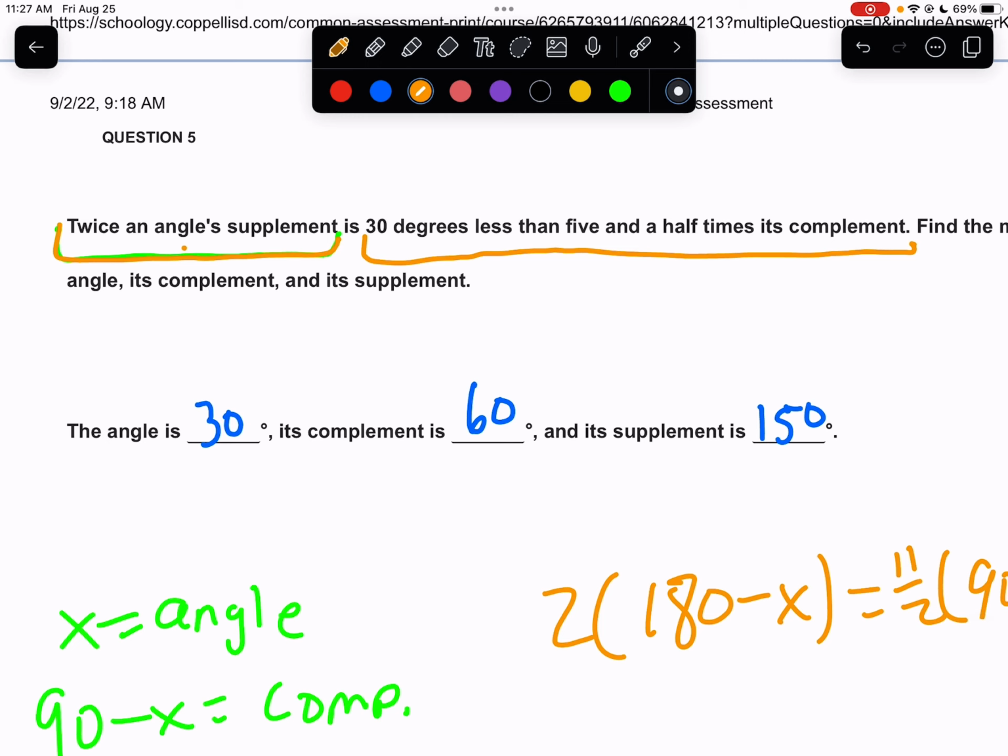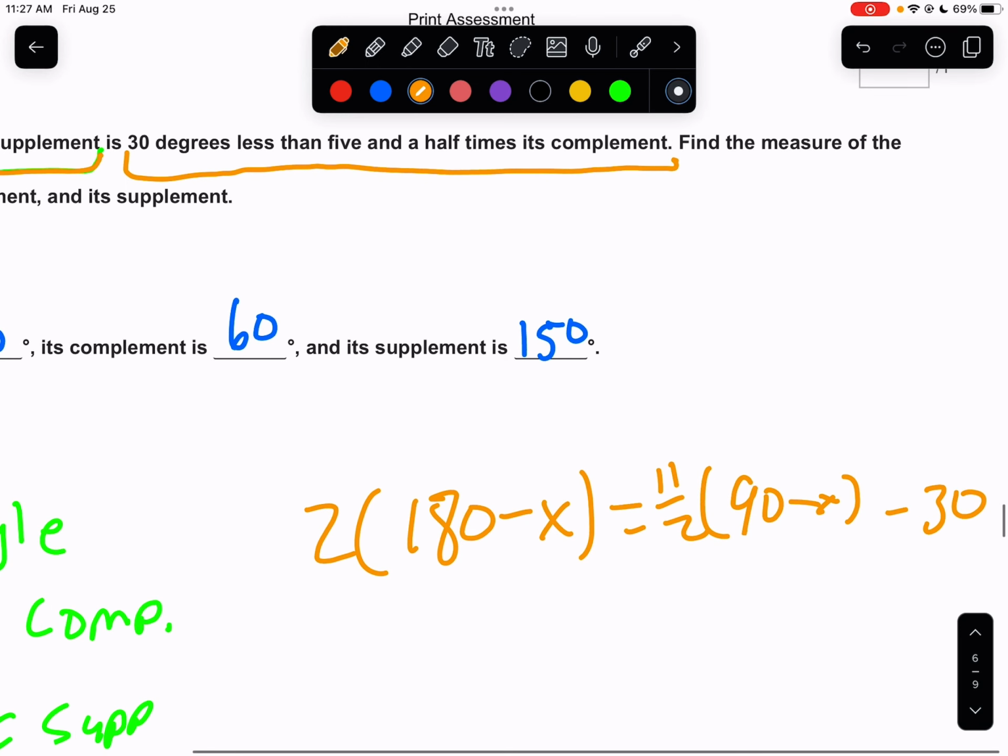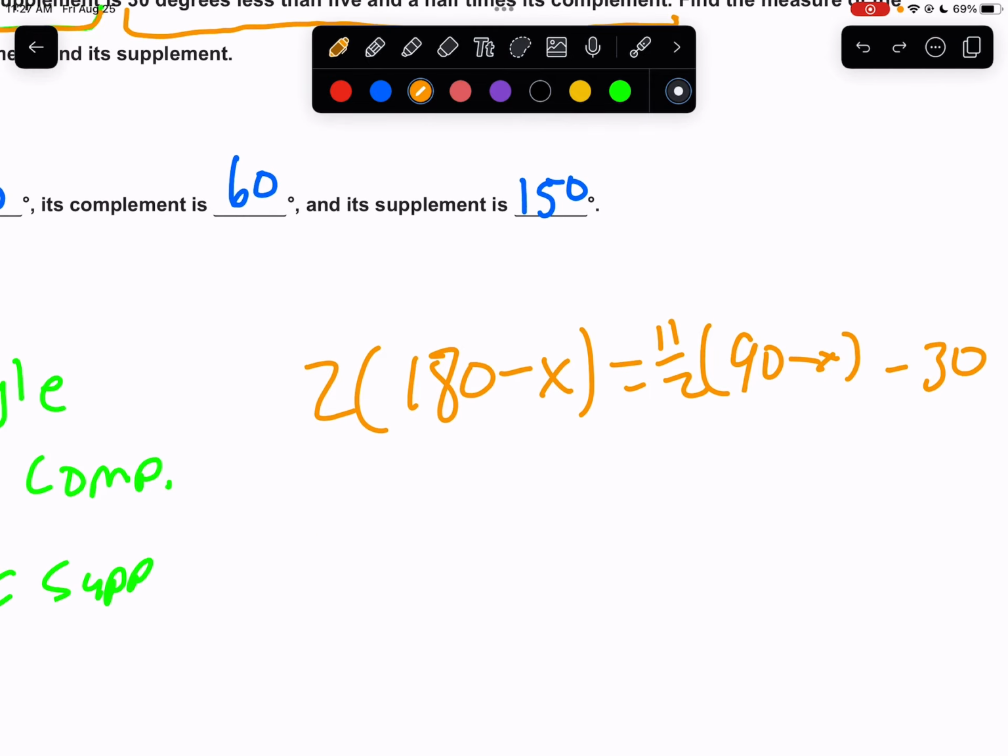Twice the supplement, I got it. 30 less than, I got it. 5.5 the angle's complement, I got it. This is your starting equation.